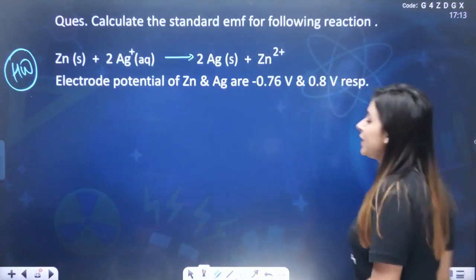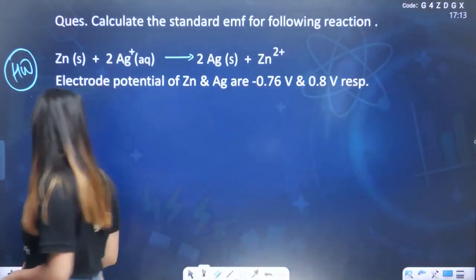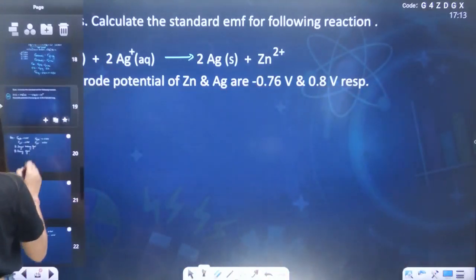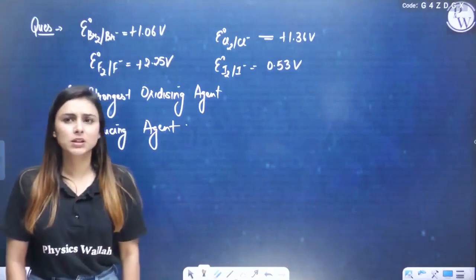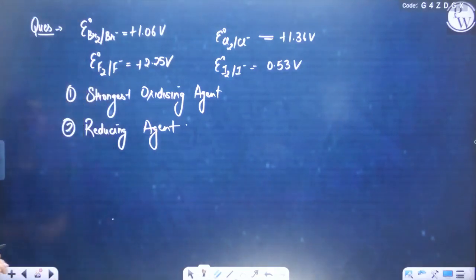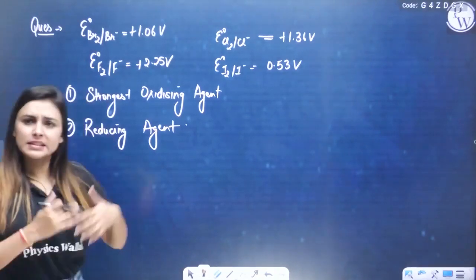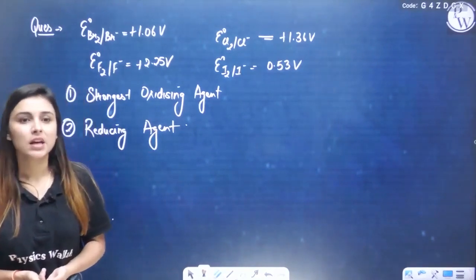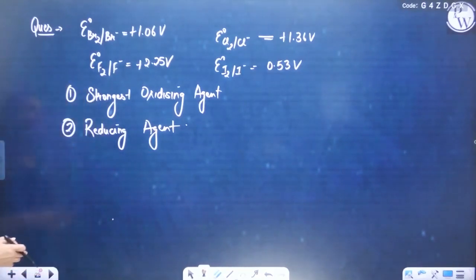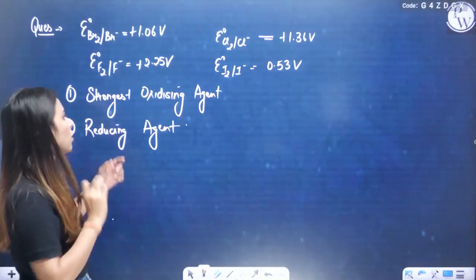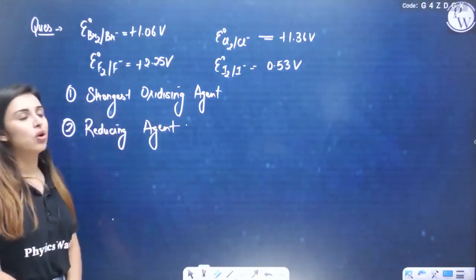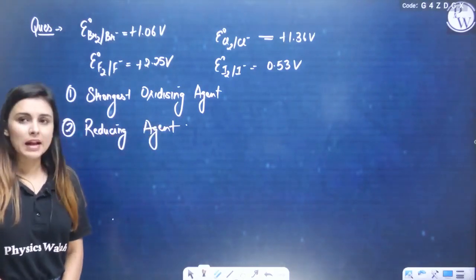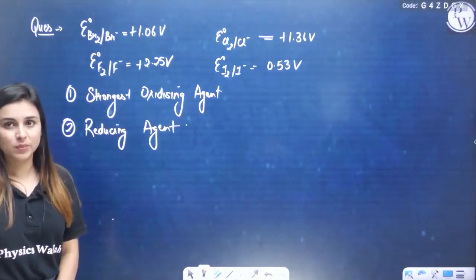Now let's move forward. Now we will do a few more questions and then we'll start a new topic. So now, my dear students, what are we going to discuss? See, the question is here and such types of questions are generally asked. What the question says is, you are given E naught values and you have to give the strongest oxidizing agent and the strongest reducing agent. Okay, I'll give you a few questions as your homework as well, so don't worry.